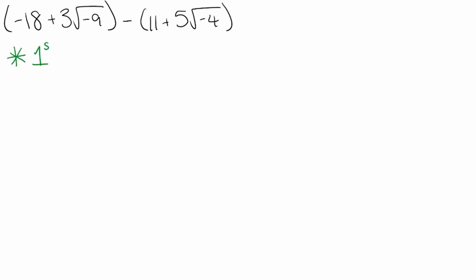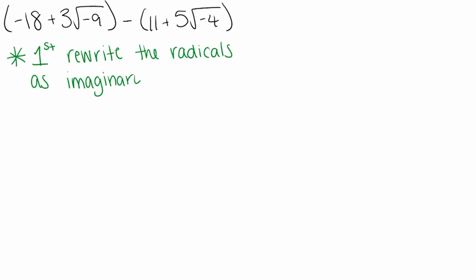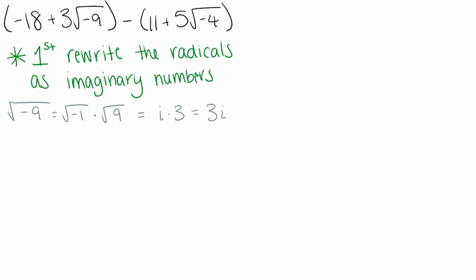Next we have negative 18 plus 3 square root negative 9 minus 11 plus 5 square root negative 4. So just like we did before, we want to rewrite these radicals as imaginary numbers. So the square root of negative 9 is equal to the square root of negative 1 times the square root of 9, which is i times 3, or 3i. The square root of negative 4 is equal to the square root of negative 1 times the square root of 4, which is i times 2, and that's equal to 2i.